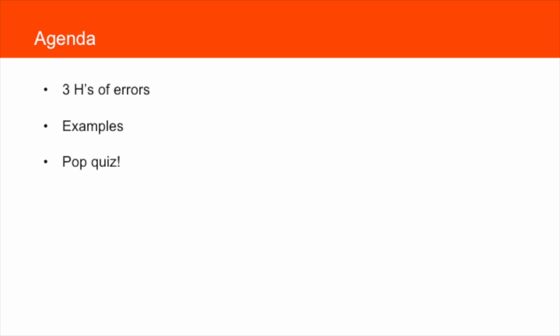So we'll talk about the 3 H's of errors. We'll talk about some examples because there are many examples of bad error messages and a couple good ones as well. And sometimes certain error messages have different strengths and weaknesses. And we'll talk about how to make yours better. And there's also a pop quiz, so pay attention. Audience participation required.